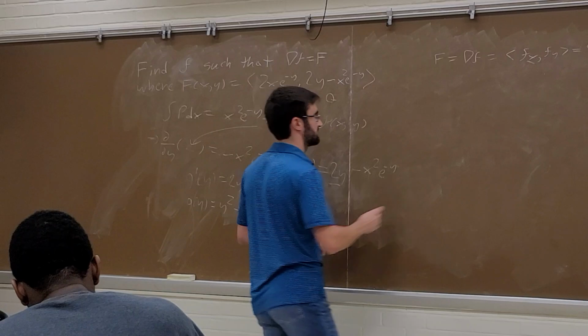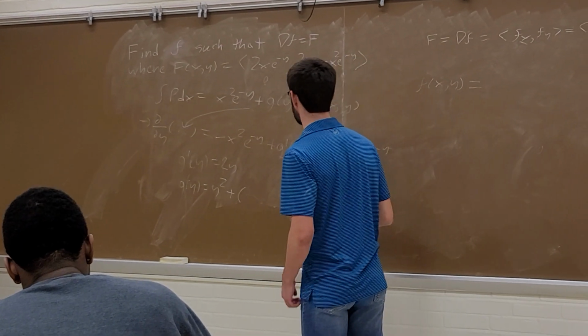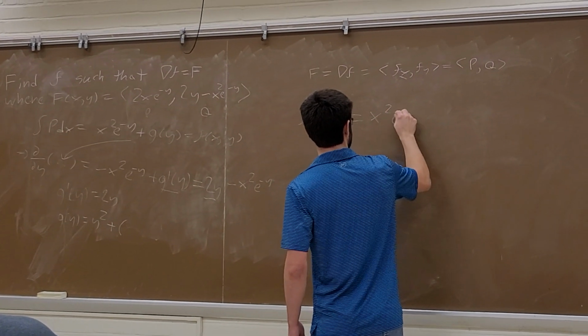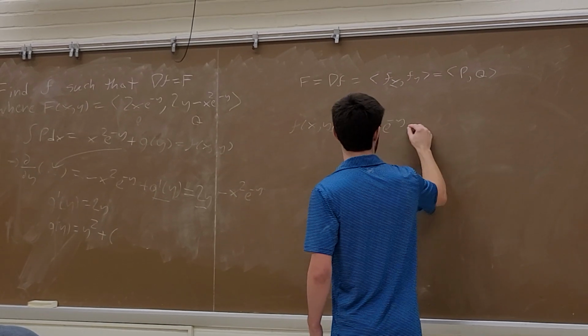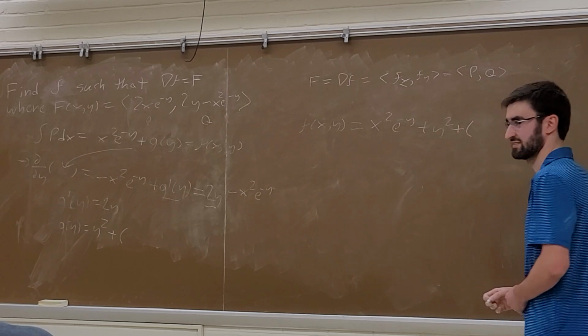So then that means that f of xy is going to be equal to this guy, but we fill in the details for g: x squared e to the minus y plus g, which is y squared plus c. That's the answer.